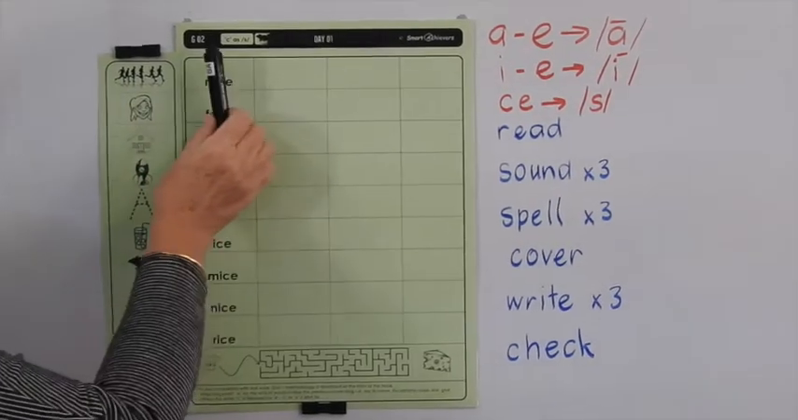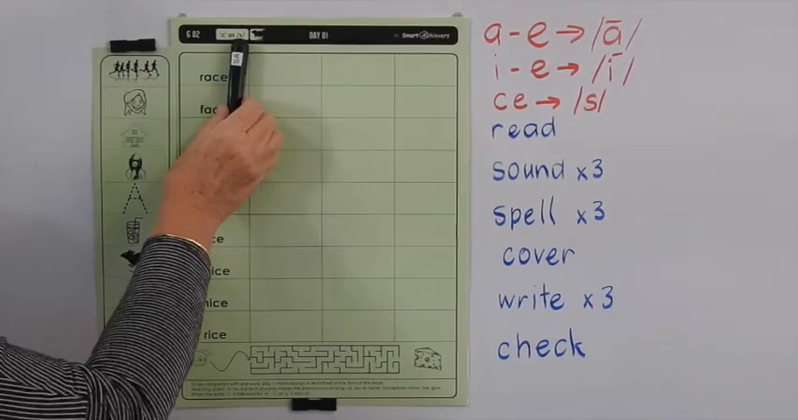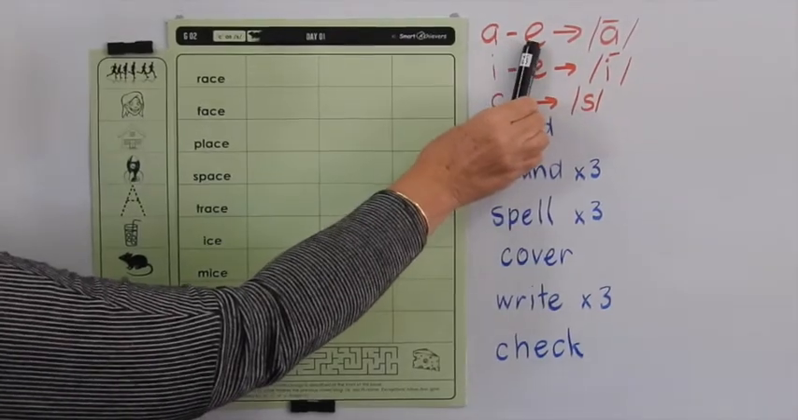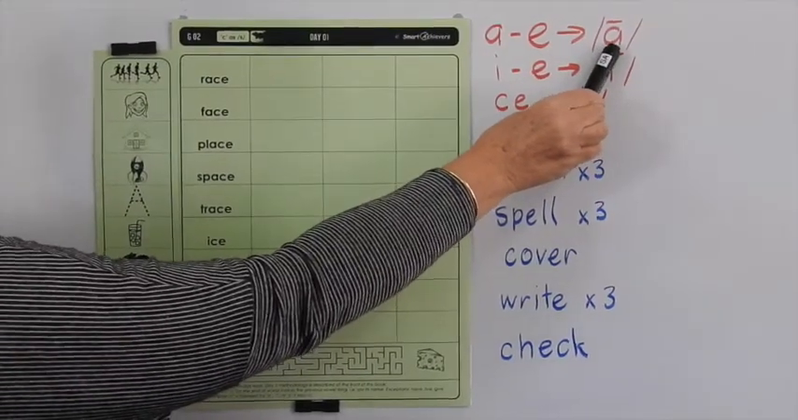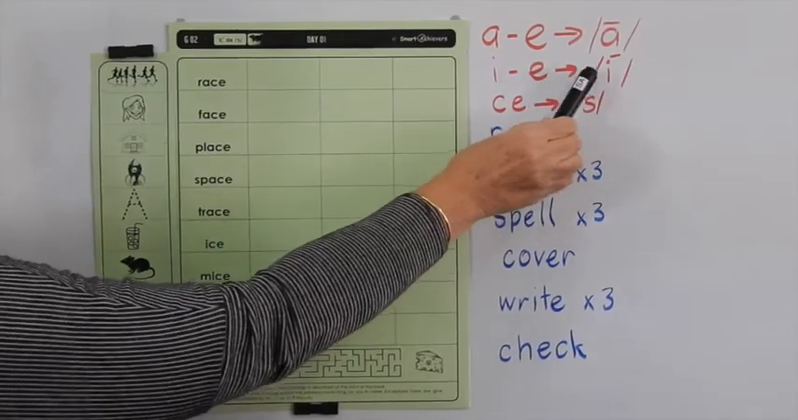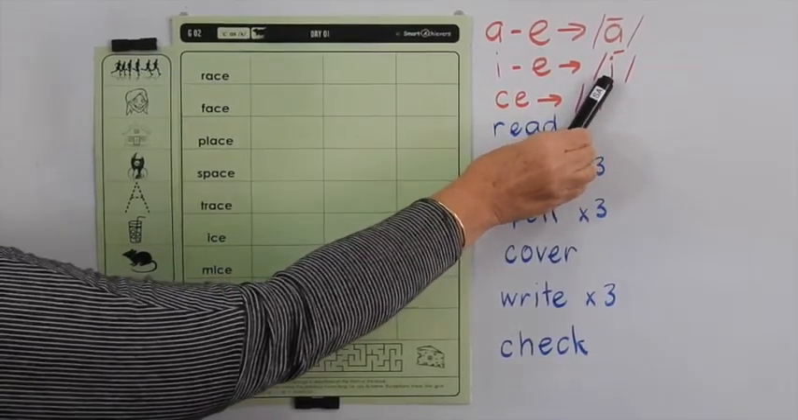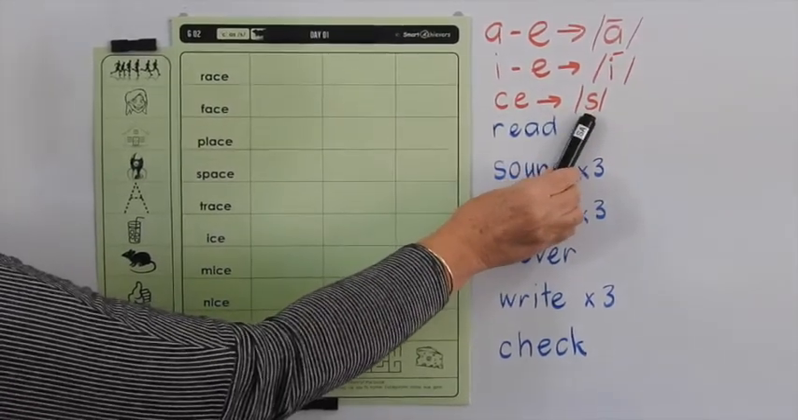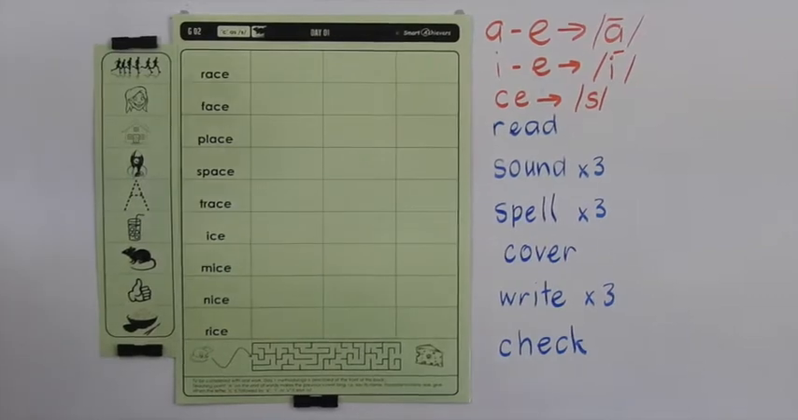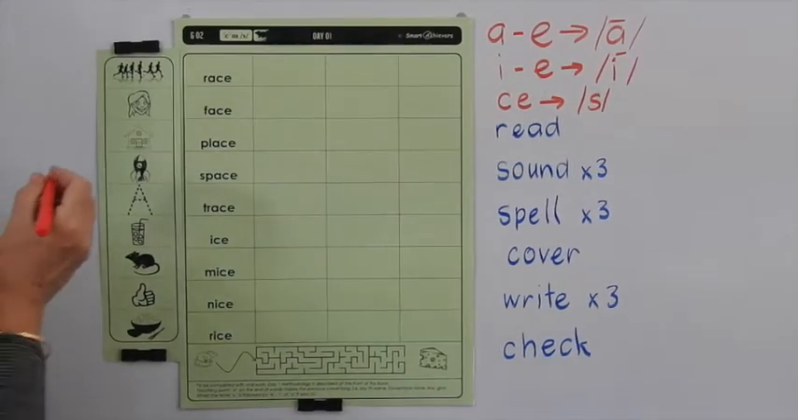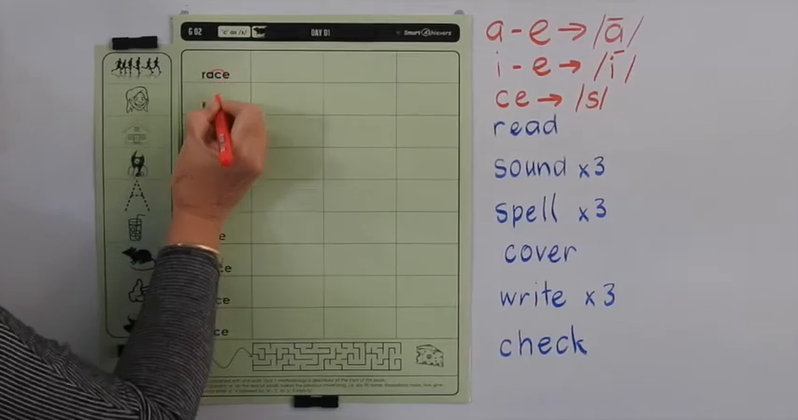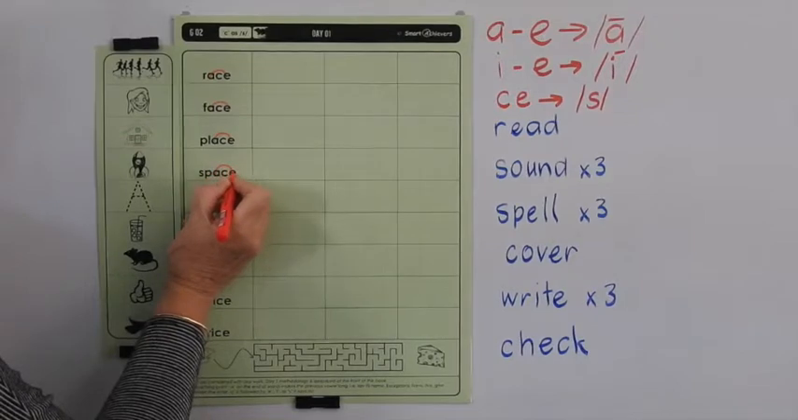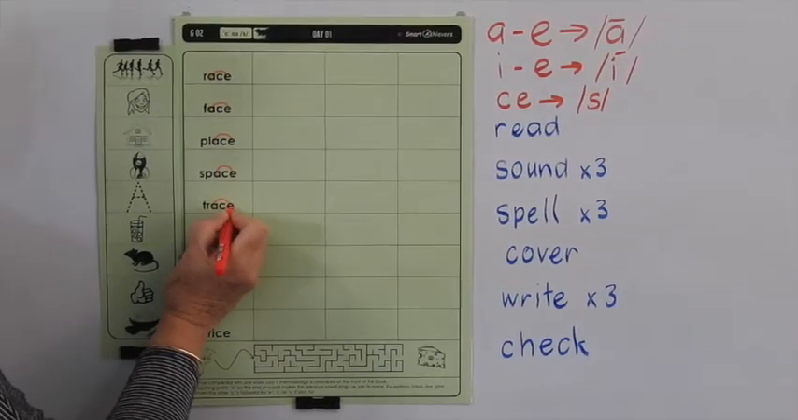G2, day 1, we're revising that the letter C may say S. So in this list you can see we've got A, consonant E will make the A say A. I, consonant E will make the letter I say its long sound I. And when we see CE, we know it's making its soft sound S. So if we get our highlighters out, we can read these words. We've got ace, place, space, trace.